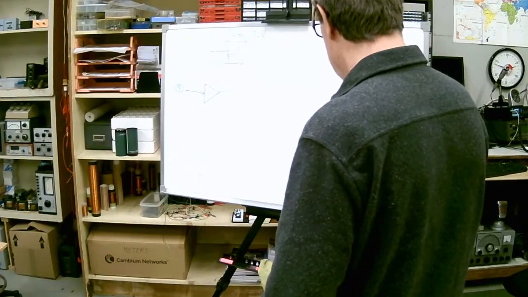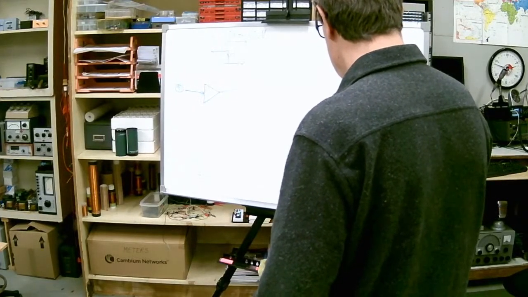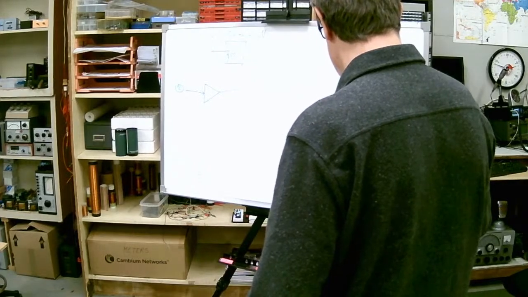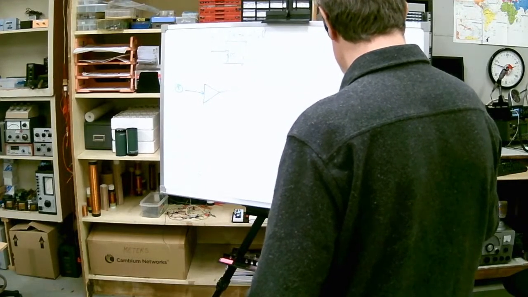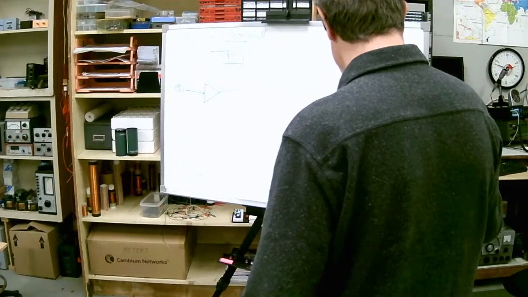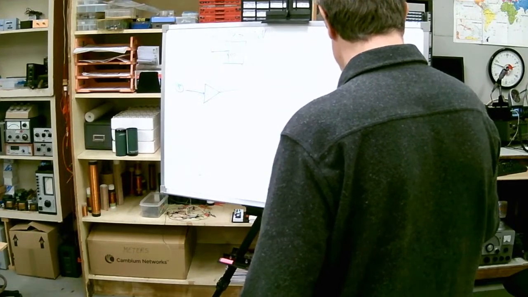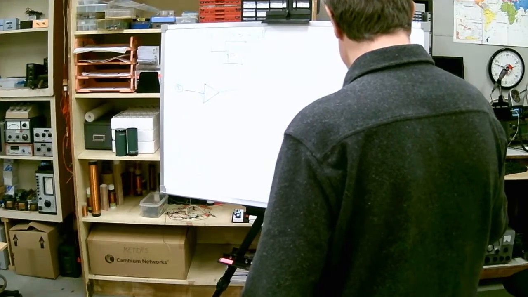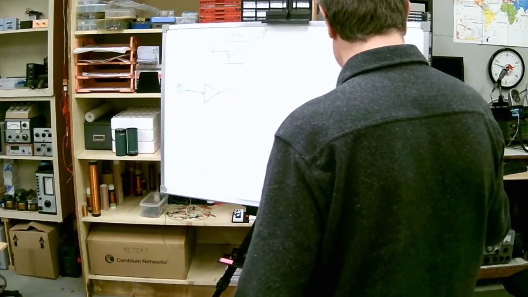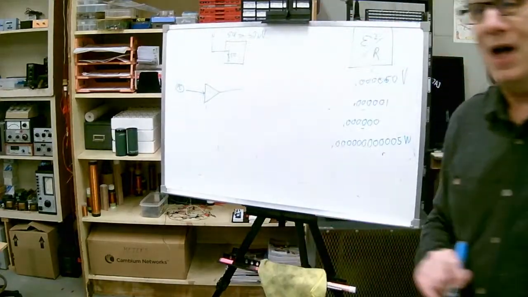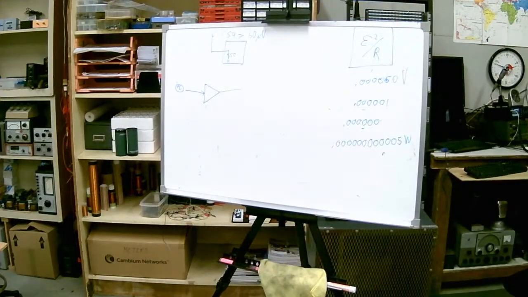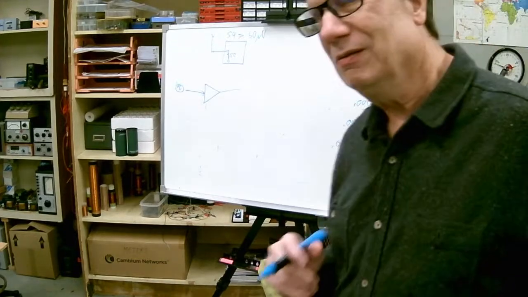Wait, what? 11 zeros. It's point, so it's 11 zeros and then 5. Kooky, isn't it? And that's in watts. It's not a lot of watts. And that's a strong signal. And so you'd have an AM broadcasting at a reasonable distance.